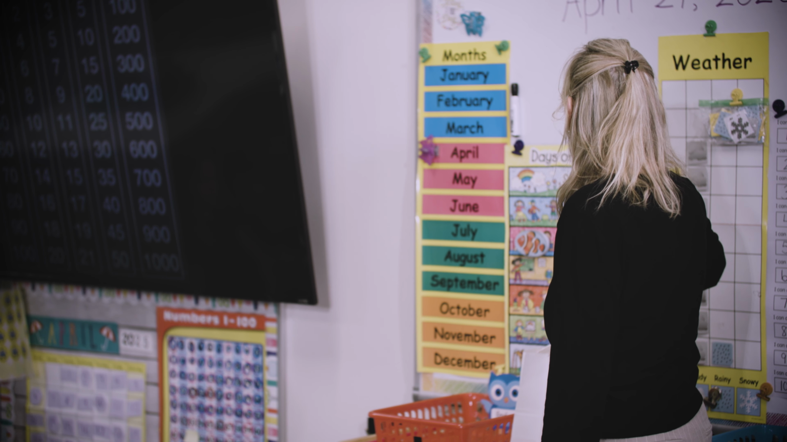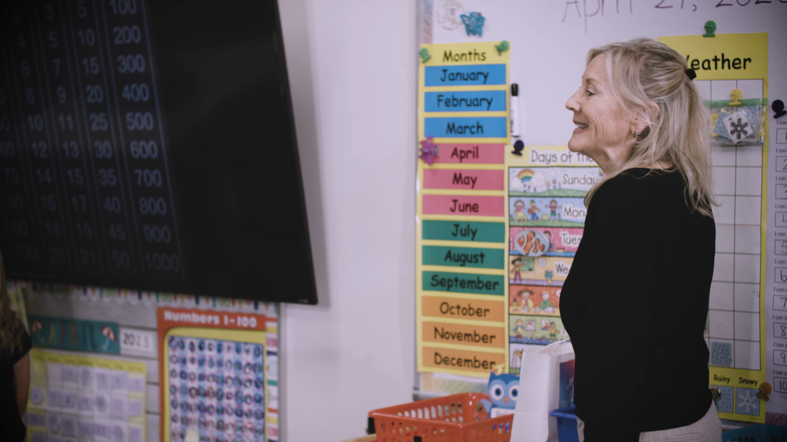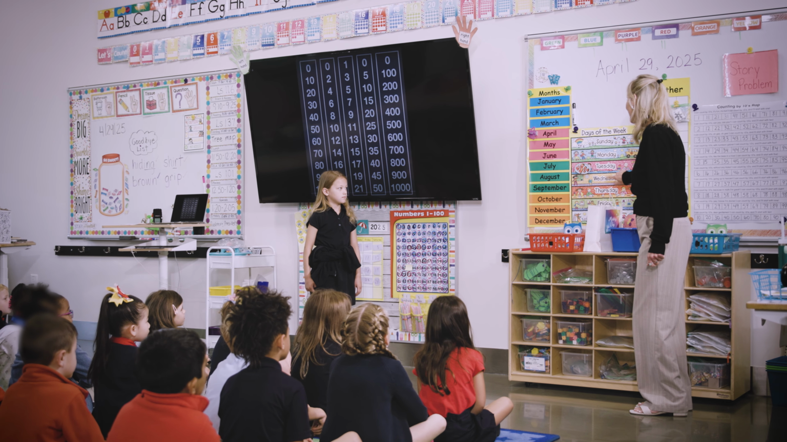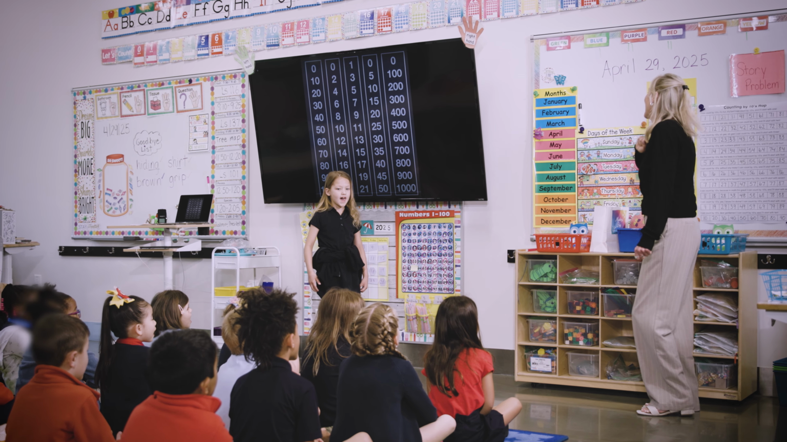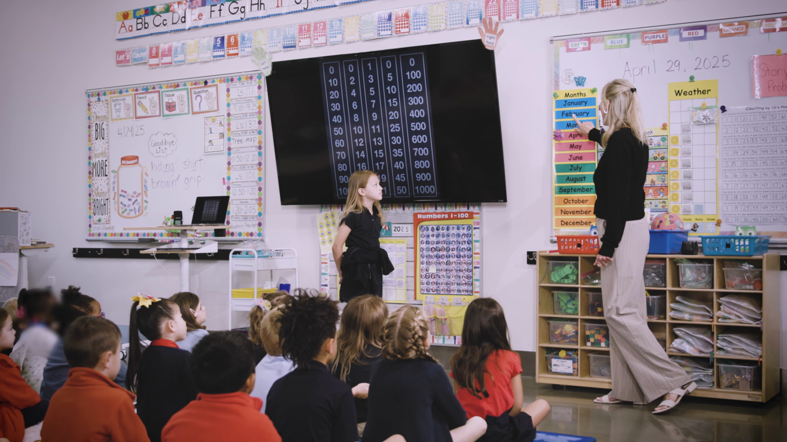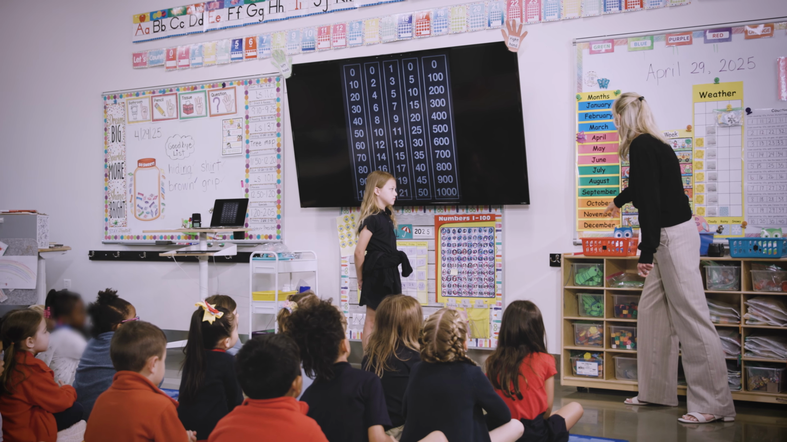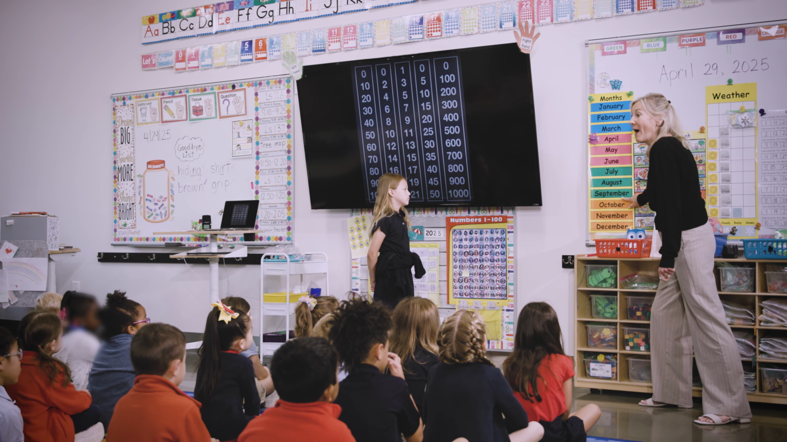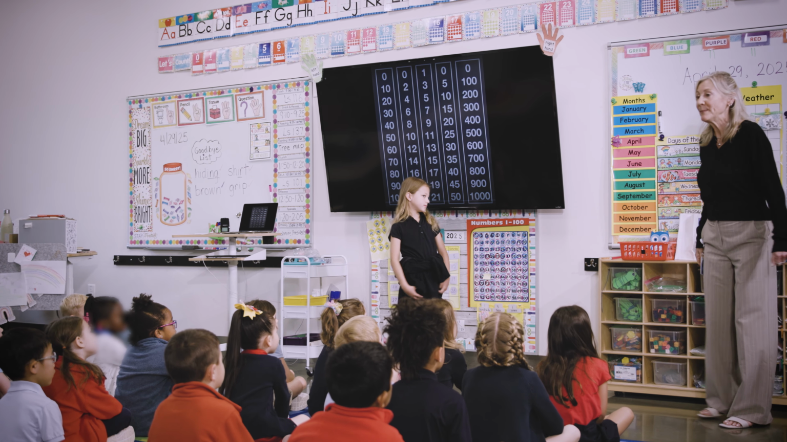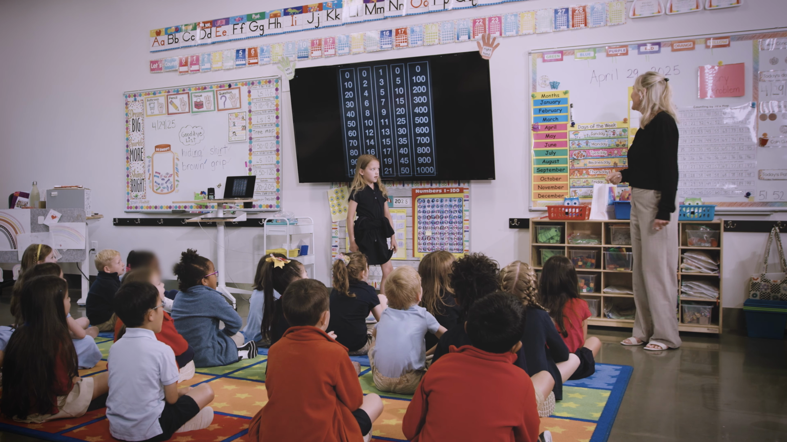Ready? What day of the week comes after Sunday? Everybody? Monday. Yes, Monday. What day of the week comes before Wednesday? Everybody? Tuesday. Yes, Tuesday. What month comes after January? Everybody? February. Yes, February. What month comes before October? Everybody? September. Yes, September. How many months in a year? Think. Get ready. 12. Yes, 12.